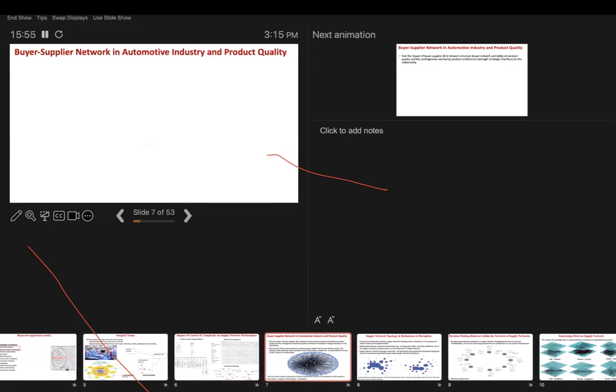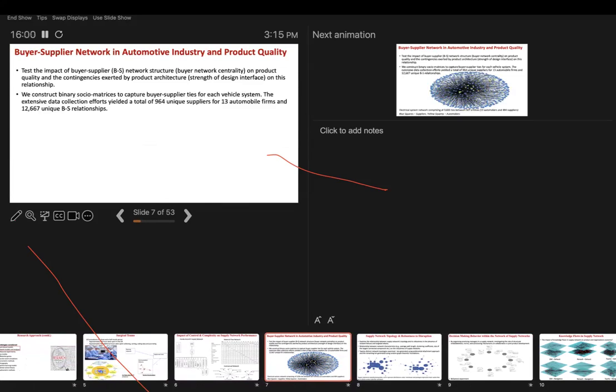Another automotive industry study: buyer supply network and product quality. So here we are looking at this. In an automotive industry supply network, different systems can have their own network. So the electrical system will have its own network, braking system, exhaust, navigation. Each of them have their own supply network. So we wanted to understand the role of the network structure, which is the buyer network centrality in that network, how central the buyer is, and the strength of design interface. How much is the design of that particular system tightly connected with each other?